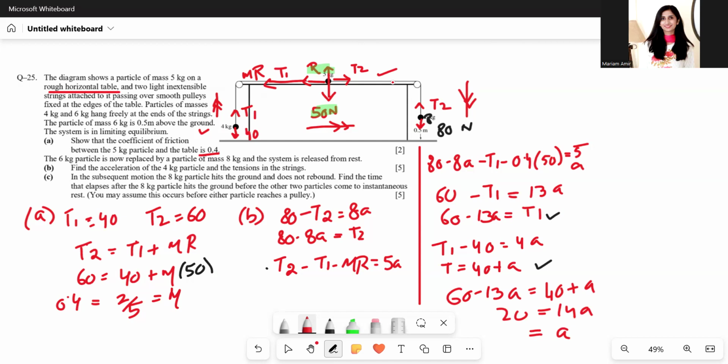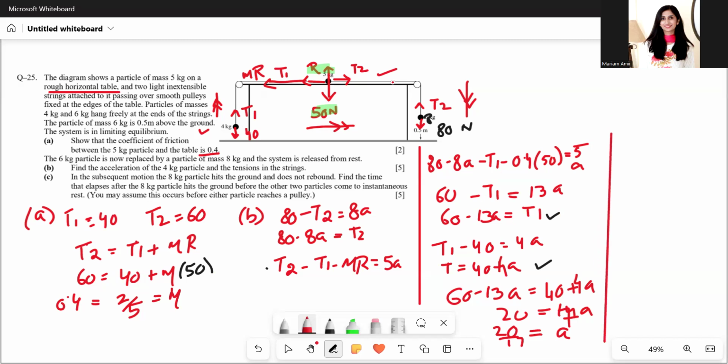Okay, sorry, this was supposed to be 4A. This is 4A that I've missed. So we have 17 here, and A comes out to be 20 by 17 meters per second squared. Okay, once we have A, we can find T1 and T2 from this, and where's T2? This. Okay, this will give us 44.7 newtons and 70.6 newtons.